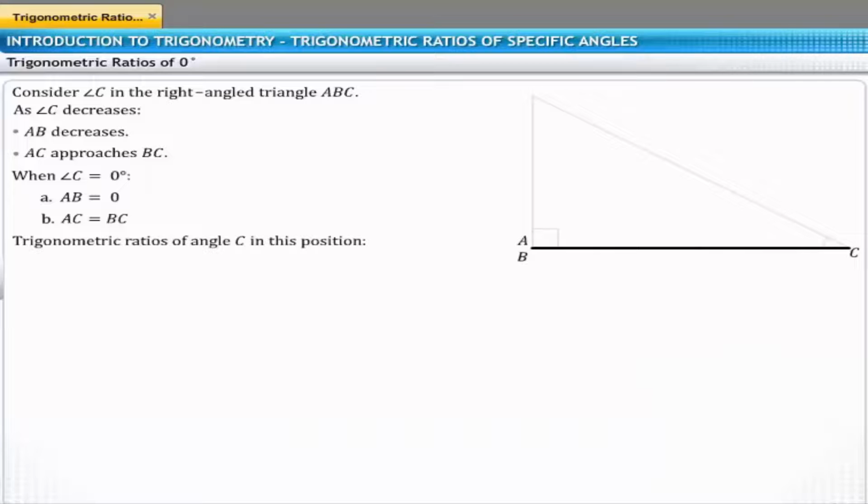Let us calculate the trigonometric ratios of angle C in this position. We know that sin C is equal to the ratio between AB, the side opposite to angle C, and AC, the hypotenuse. We have seen that AB becomes 0 when angle C is equal to 0 degrees.